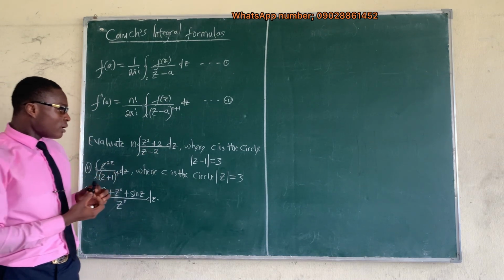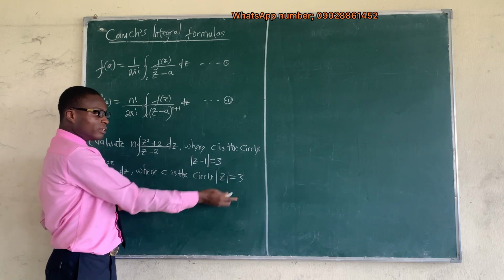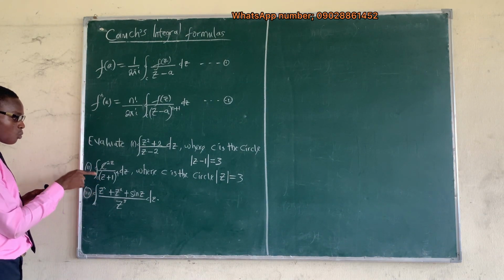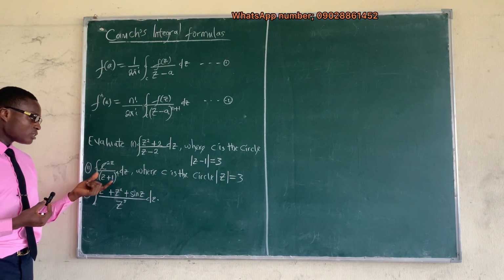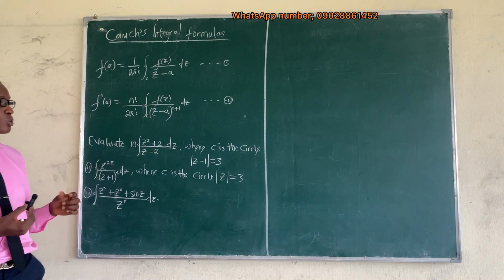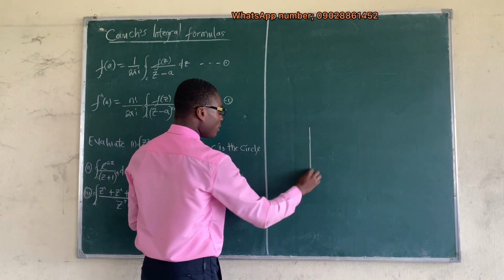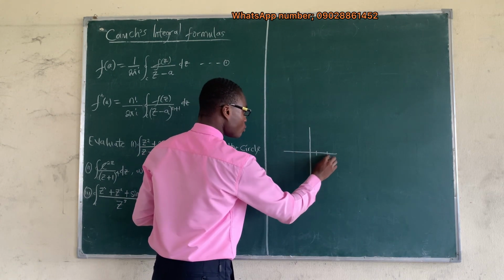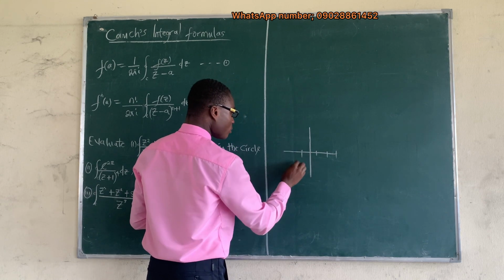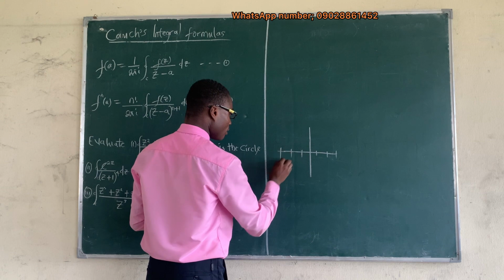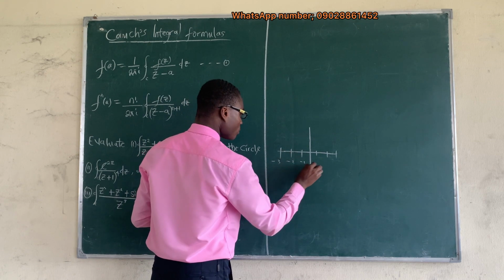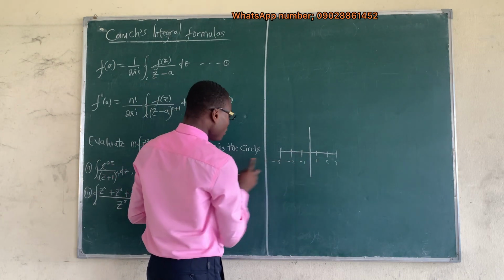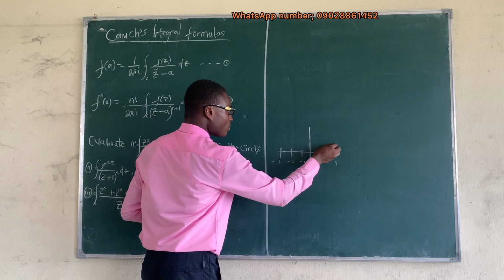And for this second one, where C is the circle, magnitude of z equal to 3, the radius is still 3. And here, the singular point is minus 1. So at the point minus 1, this function will not be analytic. And if this is your plane, and this is the center, and let's call here 1, 2, 3, so this will be minus 1, minus 2, and minus 3, and on the other side 1, 2, 3. And this is the center of the circle, and the radius of the circle is 3. So this is what you'll be having.